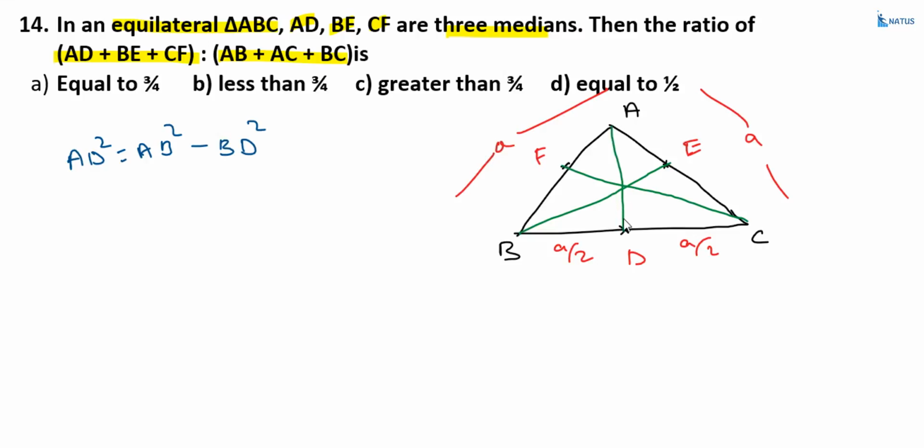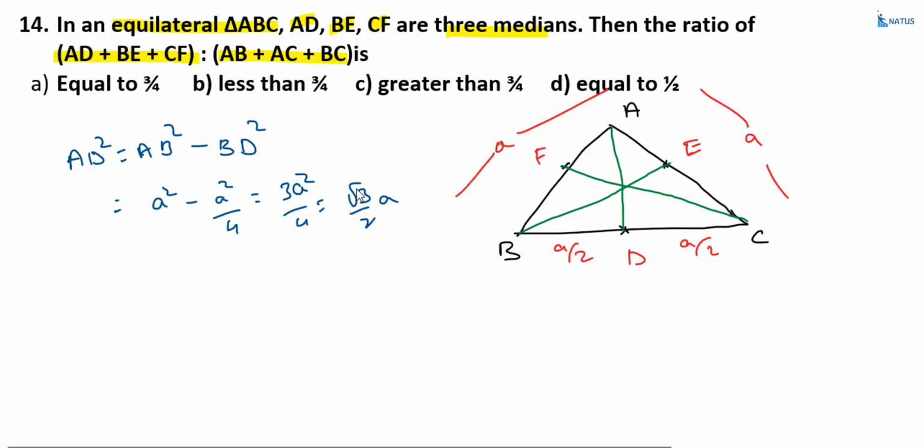Now, if you want AD square, it is hypotenuse square minus this side square. AB is A, so this is equal to A square minus BD square, which is A square by 4. So, this is equal to 3A square by 4, that is equal to root 3 by 2 A. This root 3 by 2 A is AD. Either AD or BE or CF, whatever it is, all are equal to root 3 by 2 A.